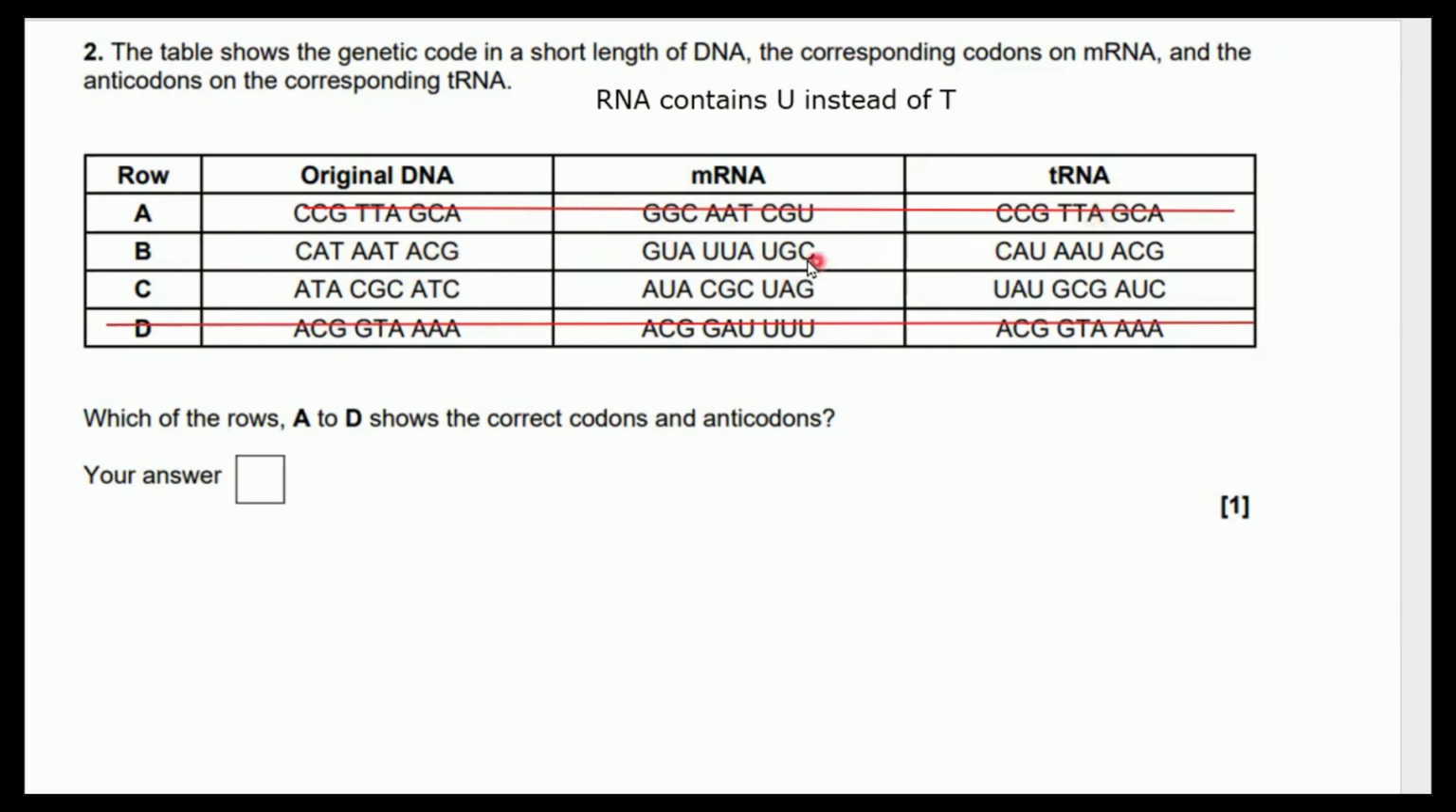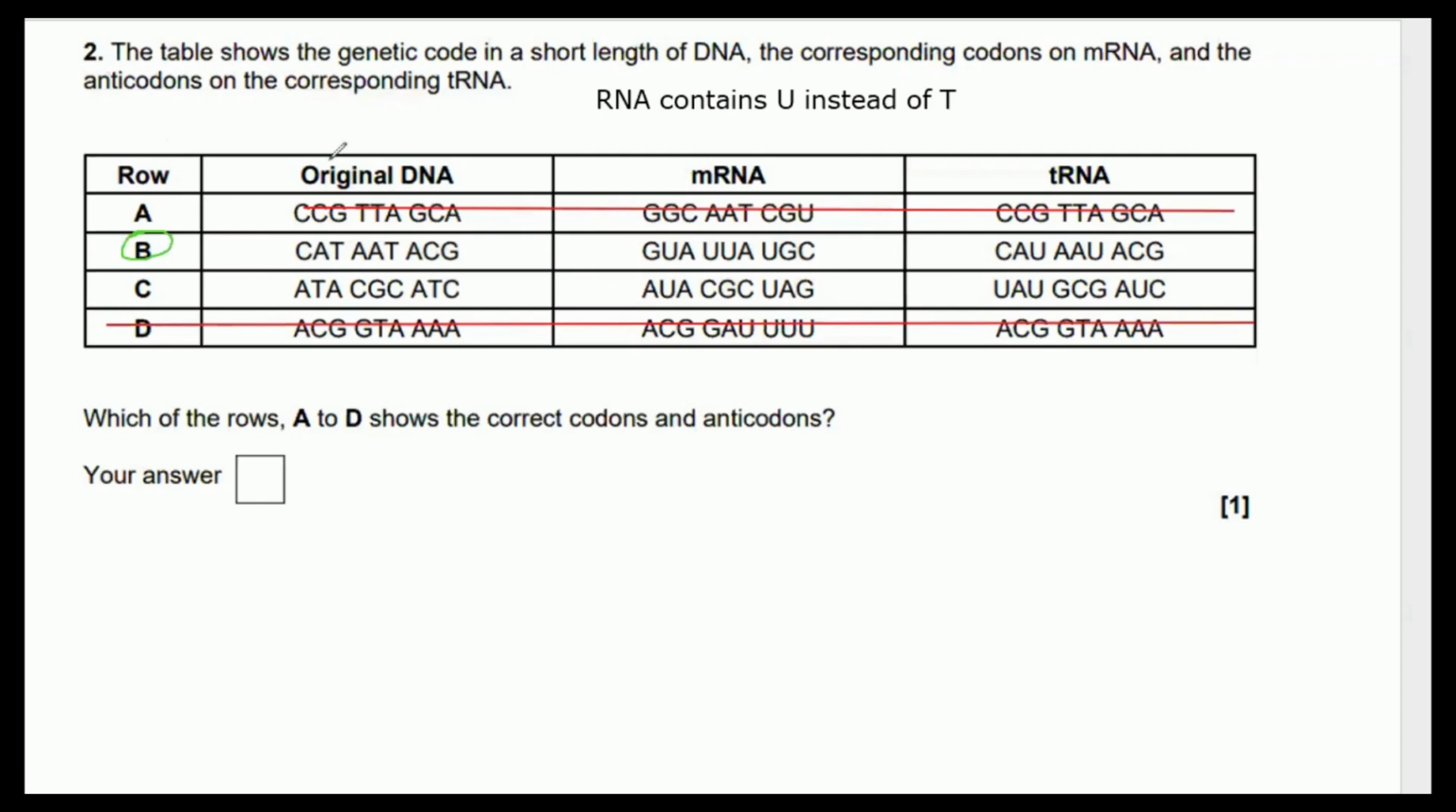Let's check out the tRNA connection. GUA. So G and C go together. U goes with A goes with U. That's all good. UUA, that looks all good. And ACG, yeah, that's all correct. So our correct answer here, hopefully you've been able to see, is B.